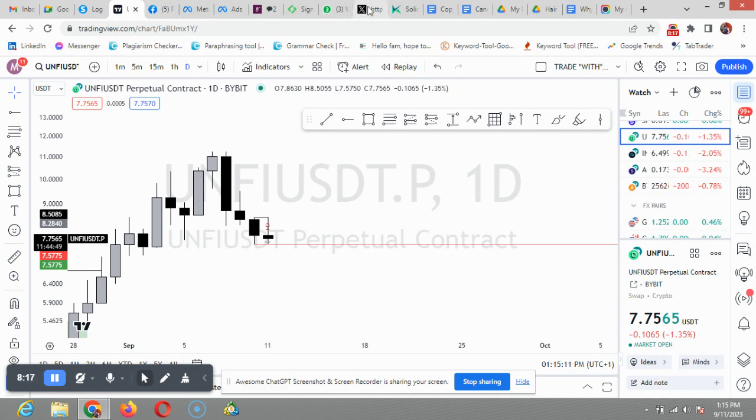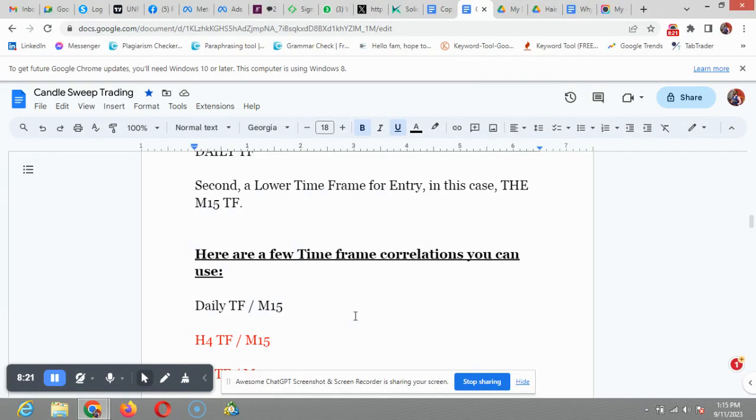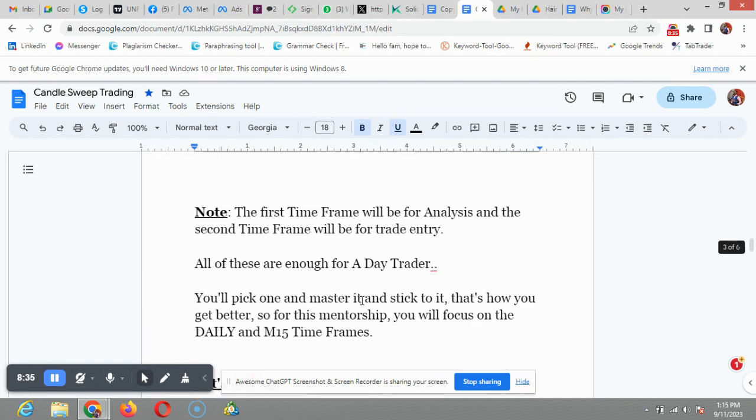All right, so let's go deeper. We're using two time frames, the daily time frame and the M15 time frame. The daily time frame is our higher time frame, which is for analysis. The M15 is our lower time frame, which is for execution. You can't use one time frame for everything. You need to use two time frames.